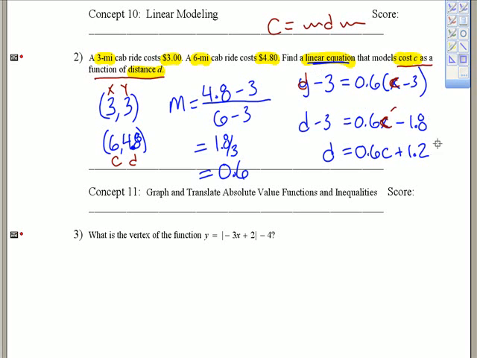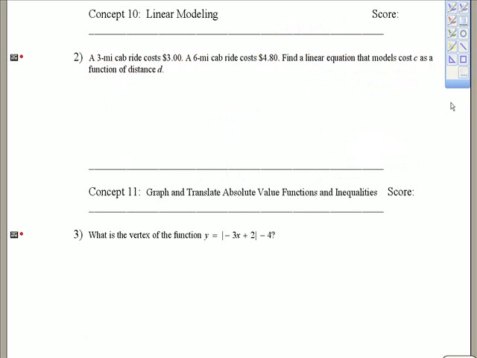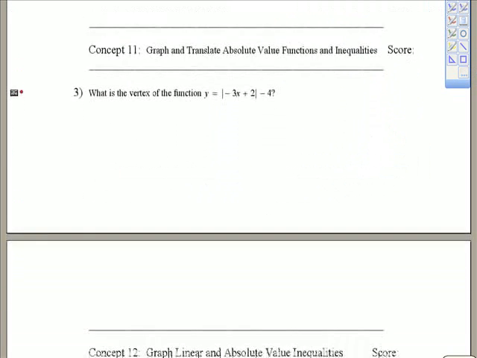So our function, our linear function, d equals 0.6c plus 1.2. Any questions there? This next problem was arguably the hardest problem on the exam.